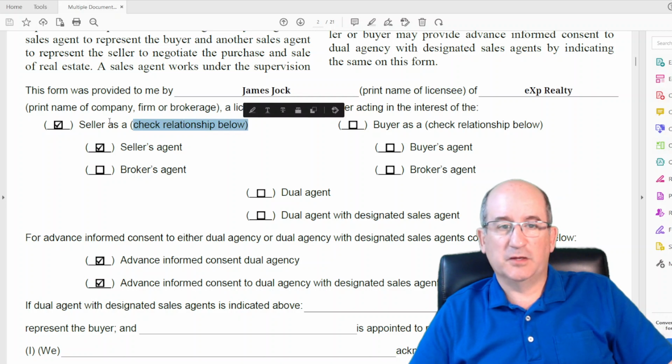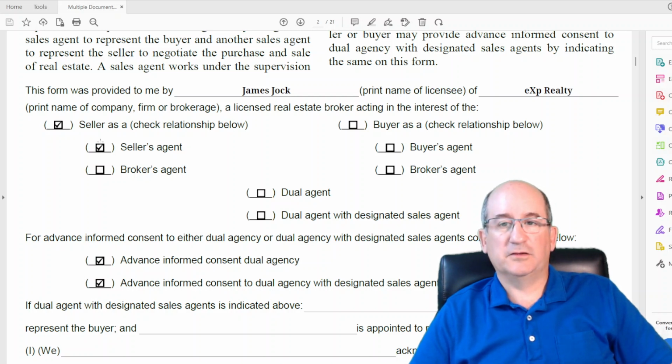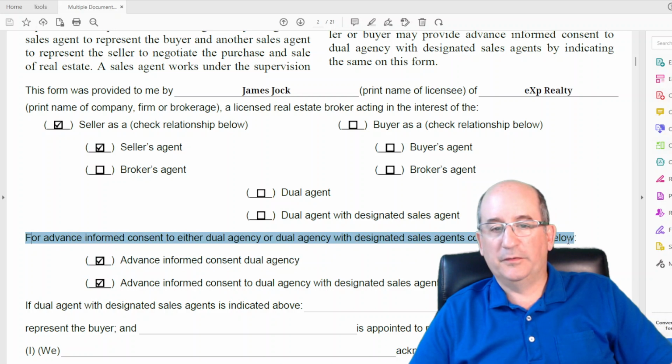The type of relationship is either seller or buyer. So if it's a listing, it's a seller. And then how you're representing them. Seller's agent. That's what we do. Okay? For advanced informed consent with either dual agency or dual agent with designated, complete the section below.